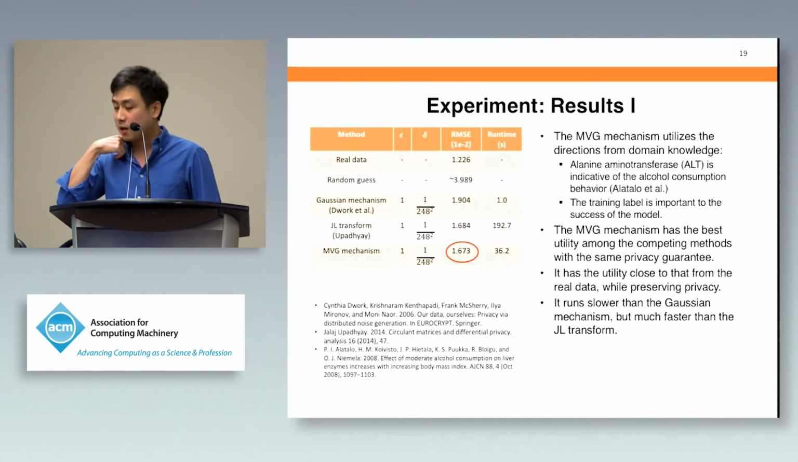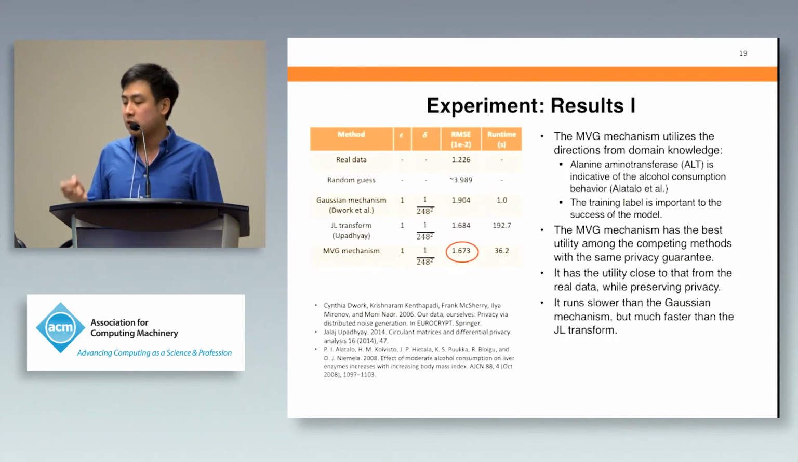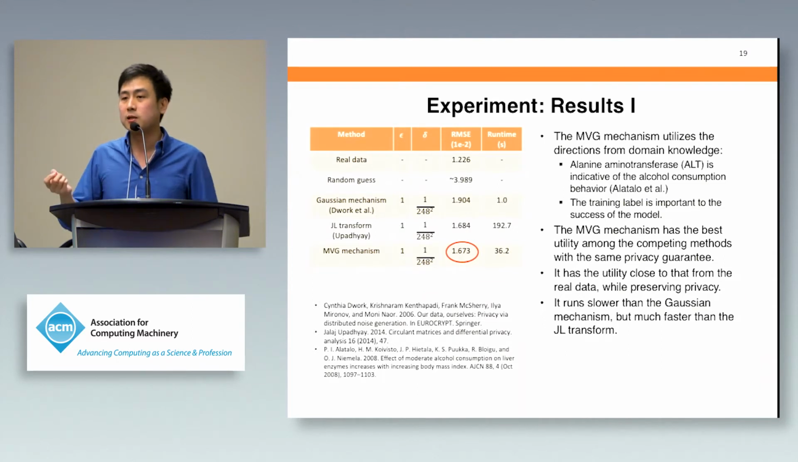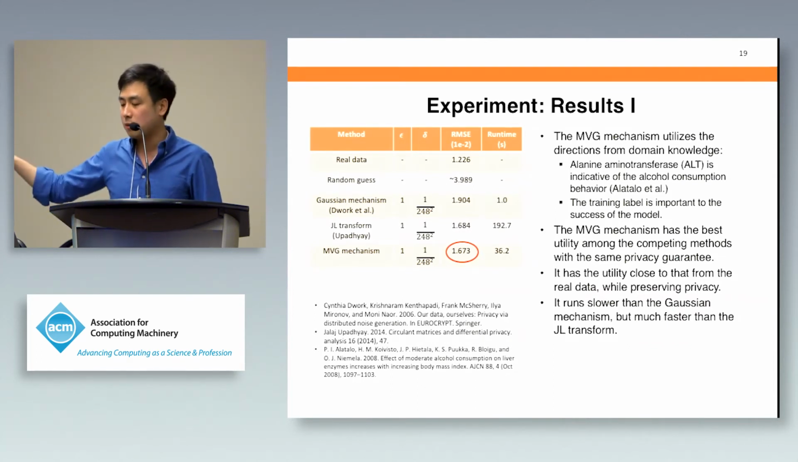And here, we also compare to two methods, which are the Gaussian mechanism and the JL transform, with the same privacy guarantee. The key note here is the fact that, as I mentioned earlier, the MVG mechanism allows you to utilize some information, some domain knowledge. The result here also uses that, by looking at some literature that shows that one of the features, called ALT, is a good indicator of this task, and also the knowledge that in regression, the label is important for success. So these are the two pieces of knowledge that we incorporate in the design for the experiment here.